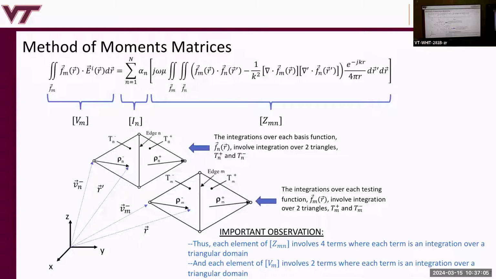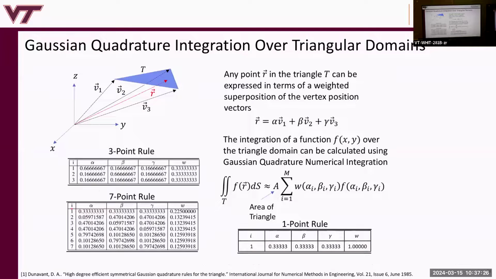But in order to do that, we also have to integrate over the domain of Fm and integrate over the domain of Fn. Fn's domain is both of these triangles. Fm's domain is both of these triangles. So we have to learn how to integrate over triangular polygonal supports or triangular domains. And the way we do that is an approach called Gaussian quadrature integration.